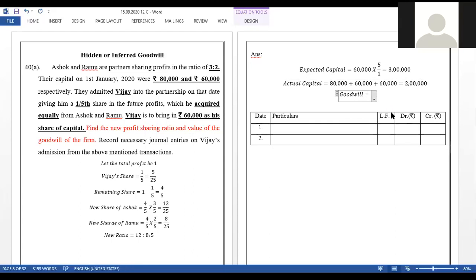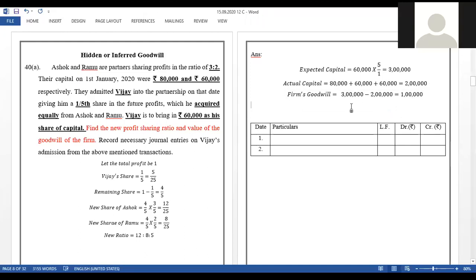Now the difference between the expected and the actual is nothing but goodwill. Okay, so goodwill will be equal to, and yes, this is going to be firm's goodwill, right? Please take care of this. Firm's goodwill is equal to 3 lakh minus 2 lakh. Okay, so this will be equal to rupees 1 lakh. ठीक है.